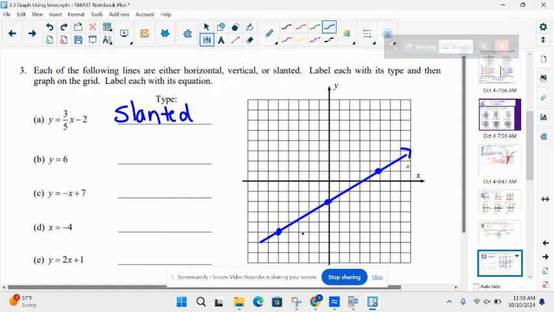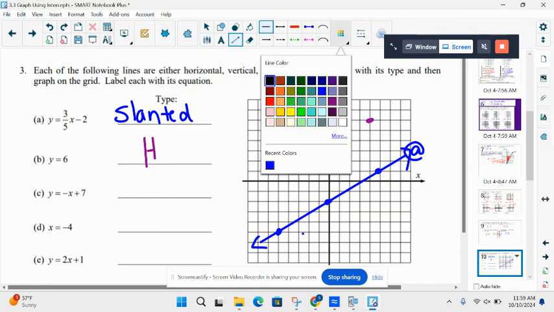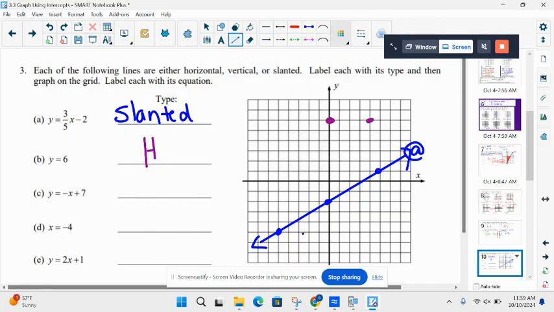So there's the first line. This is A. And then for B, y equals 6. Goes through 6 on the y-axis. This is horizontal. So 1, 2, 3, 4, 5, 6. And then you would put a point to the right. Connect them. That would be B.